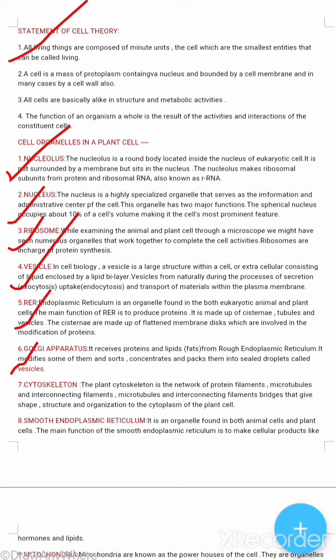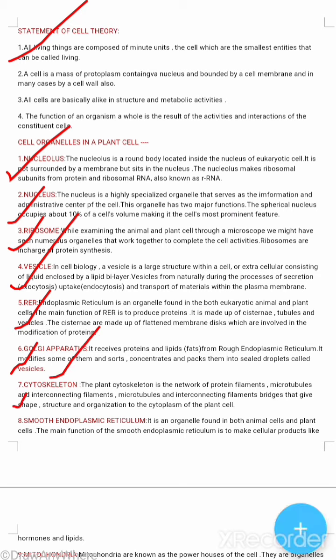Number 6. Golgi Apparatus. It receives proteins and lipids from the rough endoplasmic reticulum, that is RER. It modifies some of them, concentrates them, and packs them into little droplets called vesicles.